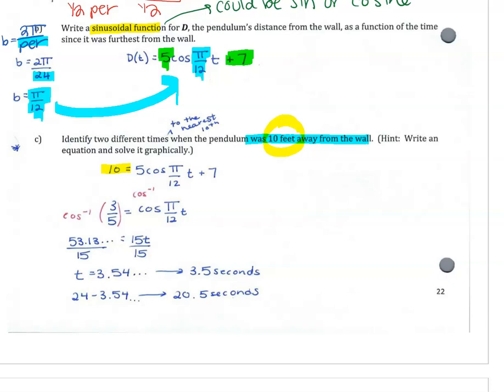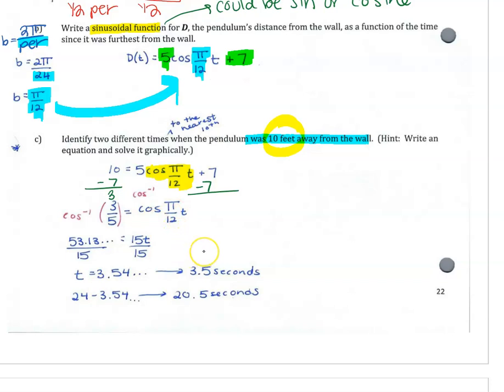Now, just like before, I gotta isolate this chunk right here in order to solve for t. I gotta isolate that cosine part. So you're seeing me subtract 7, and that's where the 3 will come from. And then I would divide by 5, which is where the 3/5 is coming from. So 3/5 equals cosine of pi over 12 t. So again, I just subtracted 7, divided by 5, isolated the cosine.